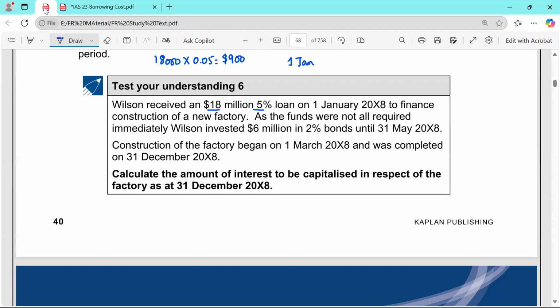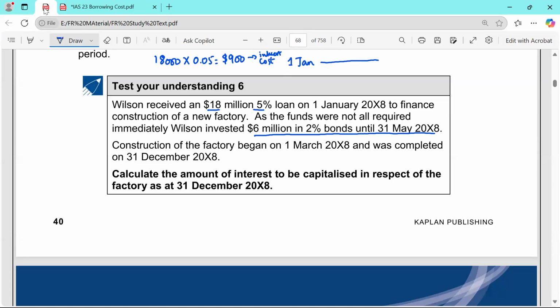As the funds were not all required immediately, Wilson invested 6 million in 2% bonds until 31st May X8. Very important timeline, that you did not require the funds immediately. So out of this 18 million, 6 million you invested somewhere else. And what return did you earn on that? 2%. Okay. So this was your interest cost. So let me write interest cost here.